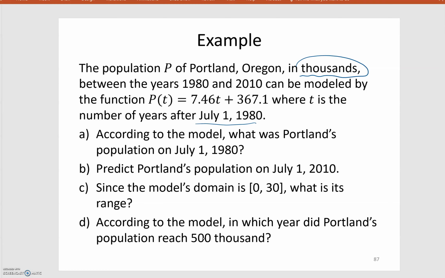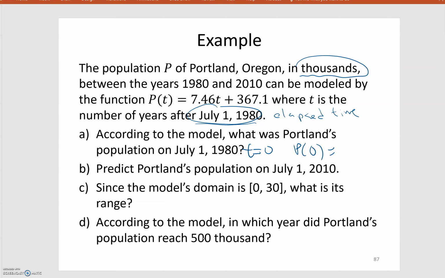So this is an elapsed time model. The clock has been reset. Time starts at 0, but 0 time represents July 1, 1980. According to the model, what was Portland's population on July 1st, 1980? Well, that's time 0. So we're just trying to find P(0).